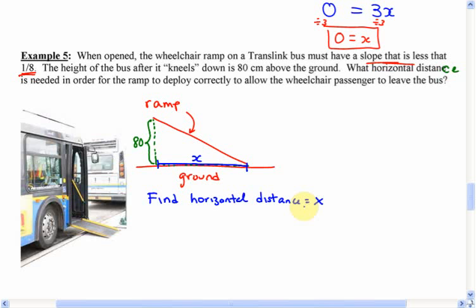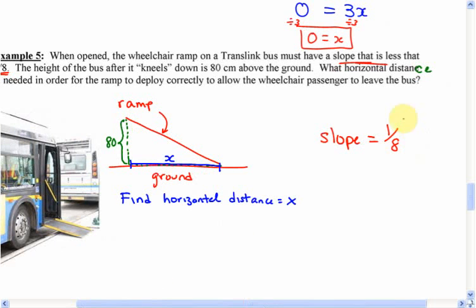Now, what I did tell you was something more important. I told you something about the slope, didn't I? What's the slope? 1/8. How am I going to use that information to help me out here? I said the slope of this line is 1/8. Slope is equal to 1/8. How do I define slope again? What over what? Rise over run. Good. Rise over run.